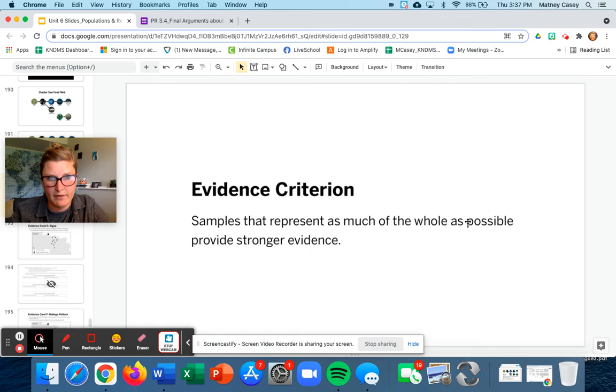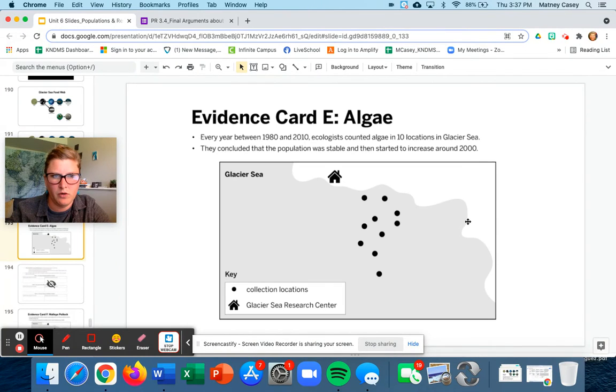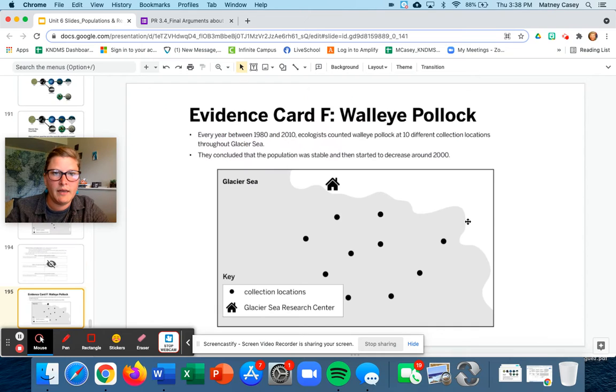Remember, when you're examining evidence in this section, samples that represent as much of the whole as possible will provide stronger evidence. You only have 3 pieces of evidence to really pore over here. Evidence card E is saying that every year between 1980 and 2010, ecologists counted algae in 10 locations in the Glacier Sea. They concluded that the population was stable and started to increase around 2000. Okay, so that's possible.